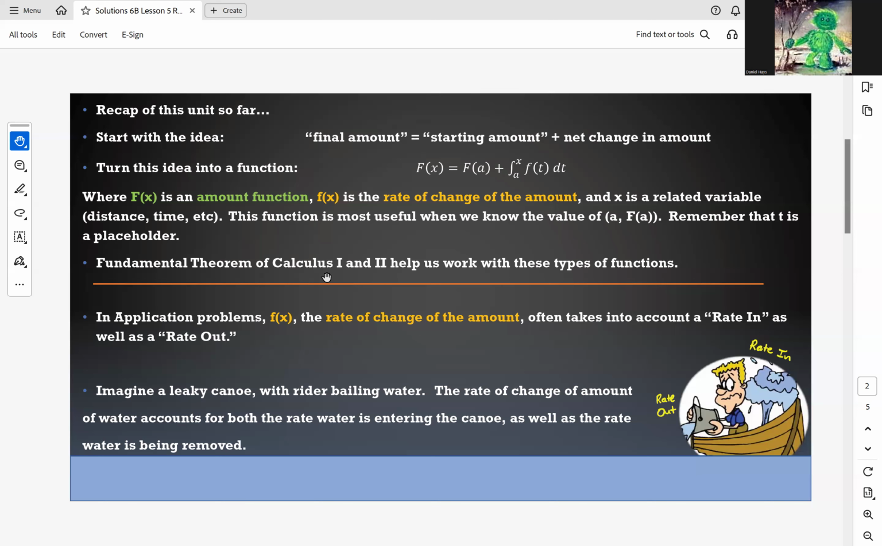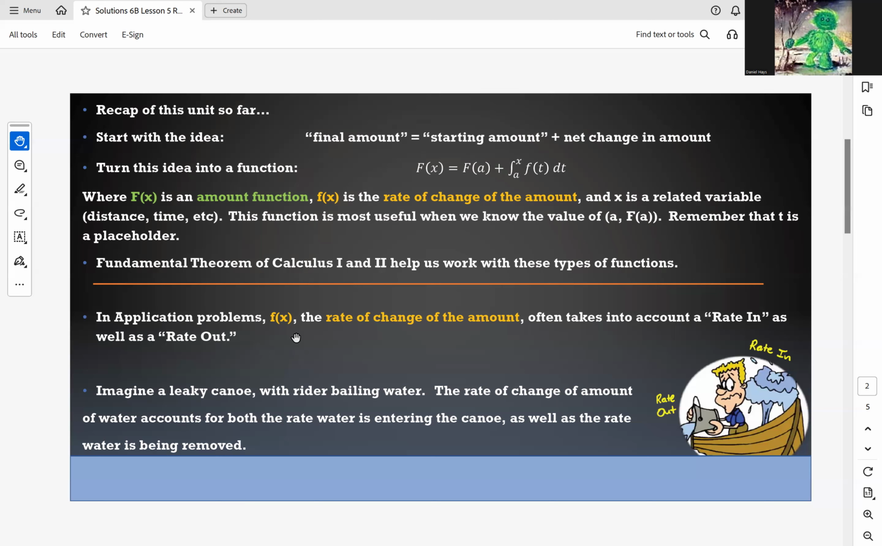The fundamental theorem of calculus, parts 1 and 2 that we've been learning, tie in closely to this idea, and we use it to help us work with these functions. Today we're going to look at a very common application sort of problem associated with these ideas. This is a really likely candidate for a near future AP problem.